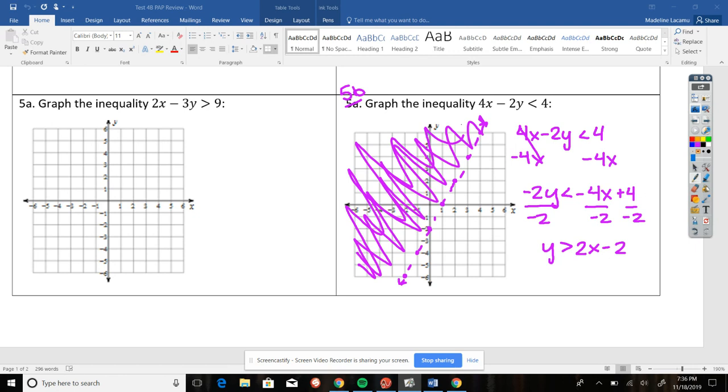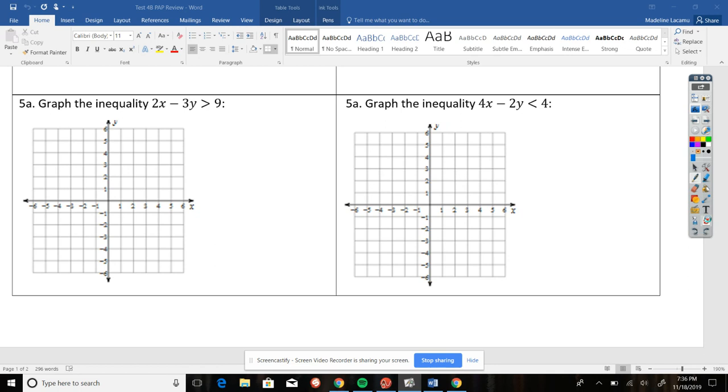All right, the other way is to do your intercepts. So I'm going to start with my x-intercept. So that's when we plug in a 0 for y. So I have 4x minus 2 times 0 less than 4. So those cancel out. We get 4x is less than 4. And divide by 4. So we get our intercept is going to be 1. So I put a point at x equals 1.